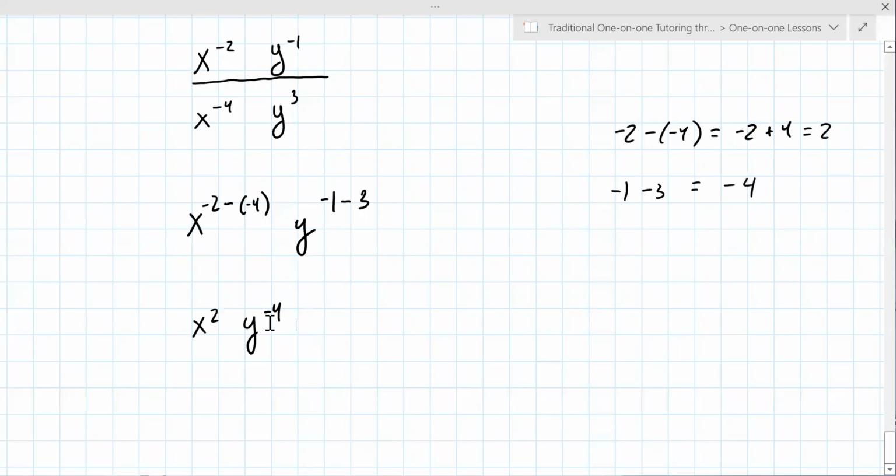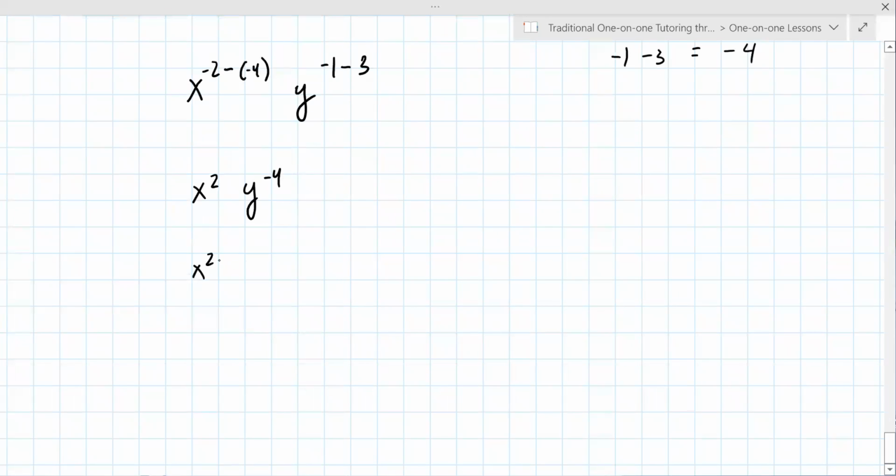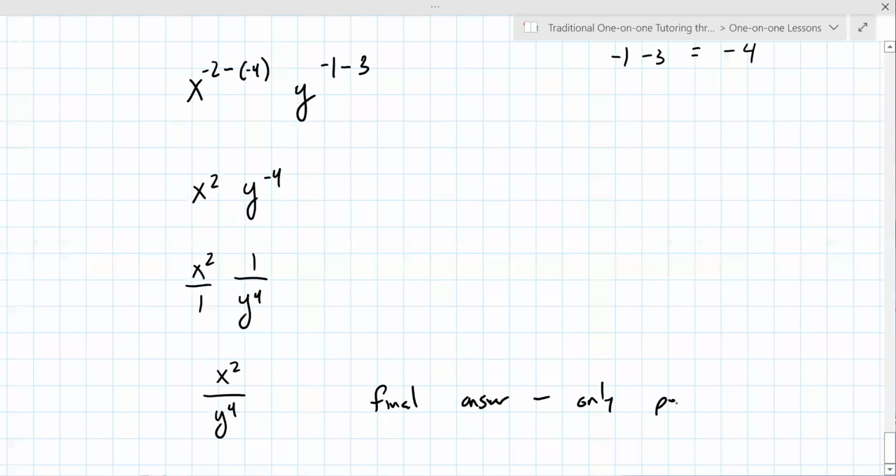Now, these problems get more difficult, but we're sequencing through them a little bit better than your book is. So now you have to say, I make this y to the -4, 1 over y to the 4th, multiply the tops, and this is your final answer. So your final answer can only have positive exponents. Did you hear that in class?